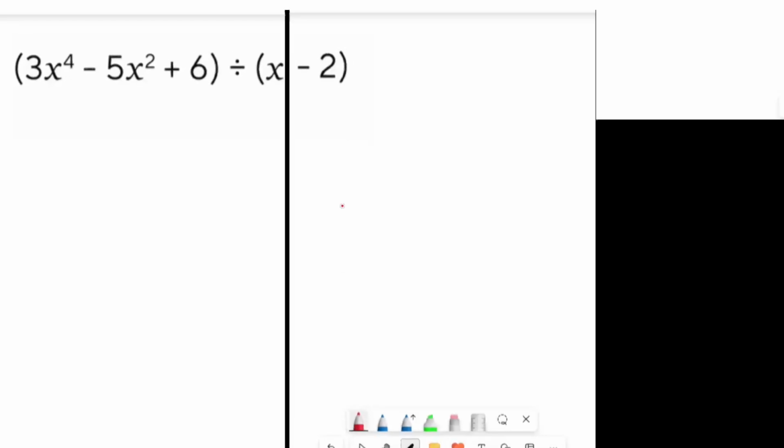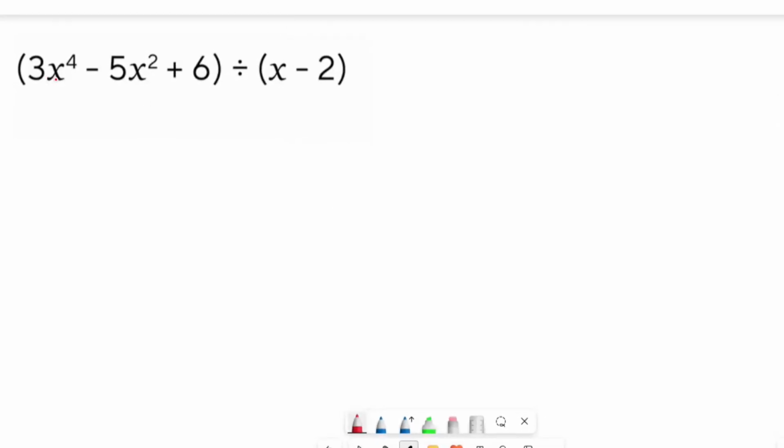All right. The second problem we're looking at is 3x to the fourth minus 5x squared plus 6, and we're dividing this by x minus 2. The procedure remains the same. We're going to take the coefficients, making sure that we have all the degrees. If we have to put a 0 to represent a certain degree, that's okay. So this is x to the fourth, x to the third is missing, we have x squared, x is missing, then the constant.